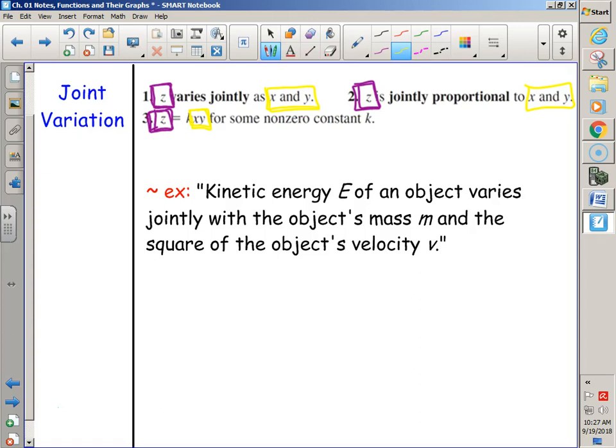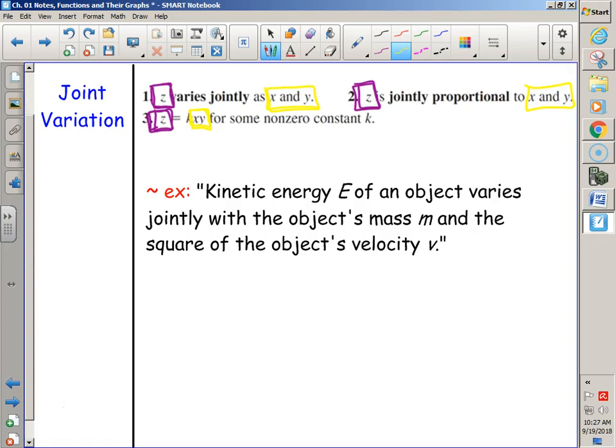As you are writing this one, once again, the example has a lot of wording. Try to shorten it without losing any of the meaning. For instance, I'm not sure you have to talk at all about the object as you're writing down this example, just to get the model. As I read it, I see kinetic energy varies jointly with mass and the square of velocity. That's shorter to write.